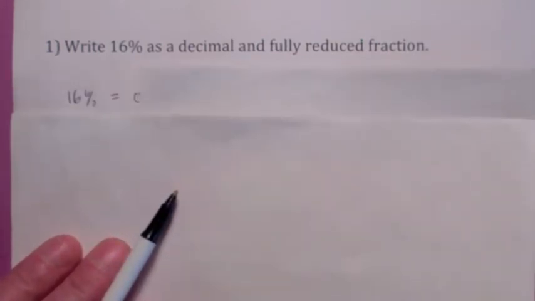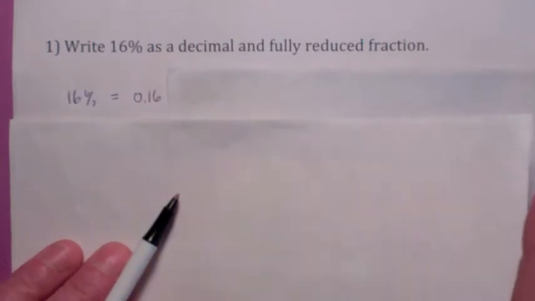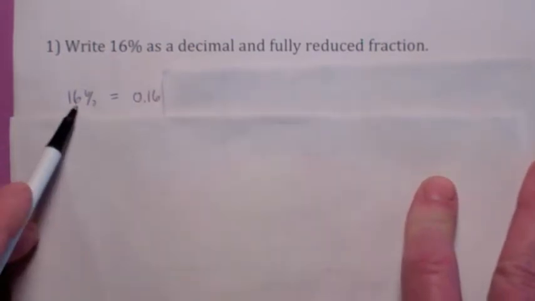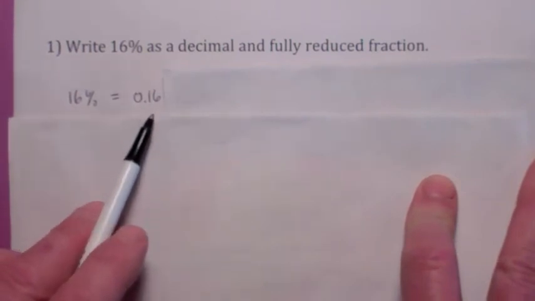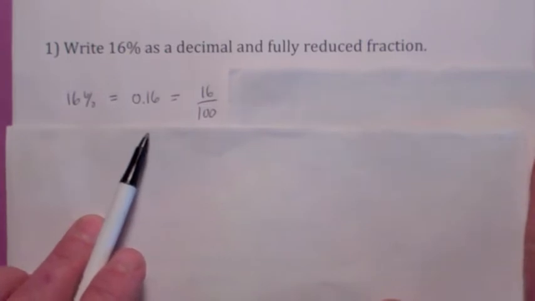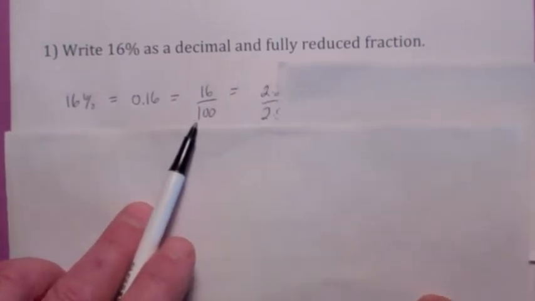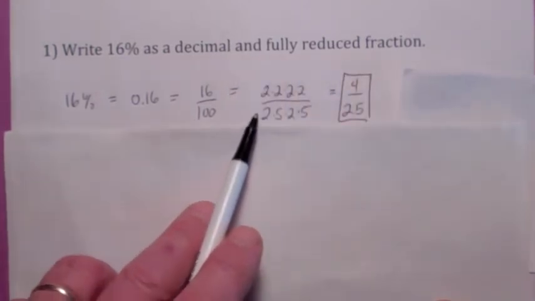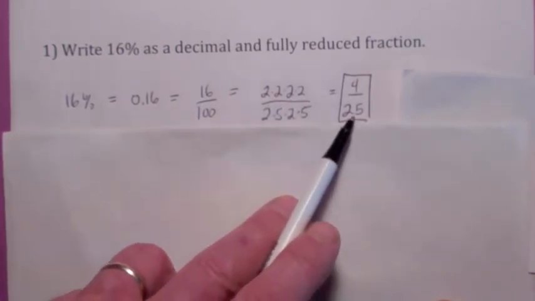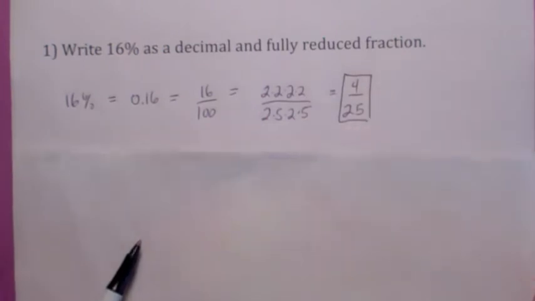Okay? So for example, let's say you wanted to change 16% to a decimal and a fully reduced fraction. Well, as a decimal, all you have to do to go from a percent to a decimal is move the decimal 2 places to the left and drop the percent sign. Now to change it to a fraction, remember it also means 16 divided by 100. And then you would factor the top and bottom. You get a bunch of 2's in the top, 2 times 5 times 2 times 5 on the bottom. Cancel the 2's, you get 4 over 25.